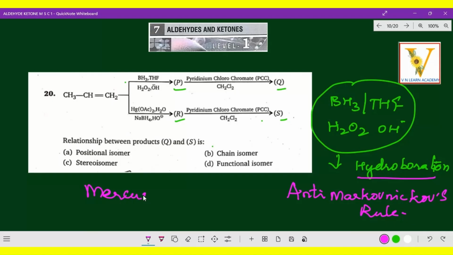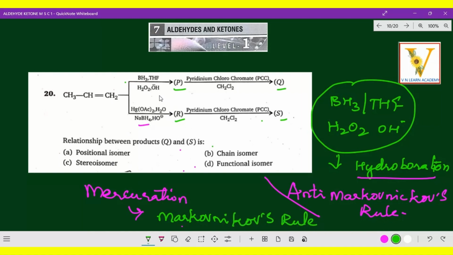Whereas here, mercuration and hydrogen peroxide, actually sodium borohydride, NaBH4, is used for Markovnikov's rule. So these both are different. That's what three puzzles are hiding over there. So here you are getting anti-Markovnikov's rule. That is P, you are getting the product by anti-Markovnikov's rule, and R, you are getting by Markovnikov's rule. According to that, you are getting the product.